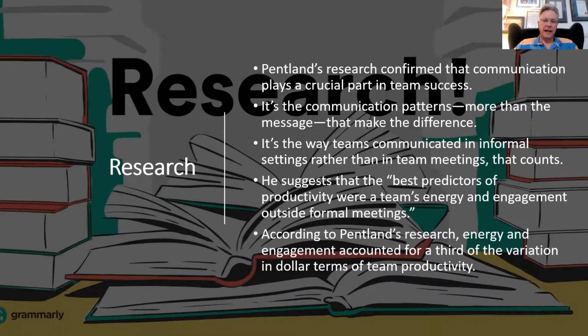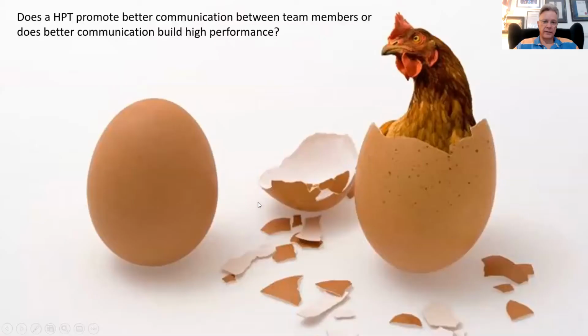And not only that, he found that it was the energy of those conversations and the engagement. And by energy, I don't mean people bouncing off the walls with excitement, but it was pretty much around the fact that people felt compelled to give their point of view. They were perhaps fairly passionate about the message they were giving. And if they didn't agree with something, they were prepared to say it. So we'll talk about that a little further in a moment too.